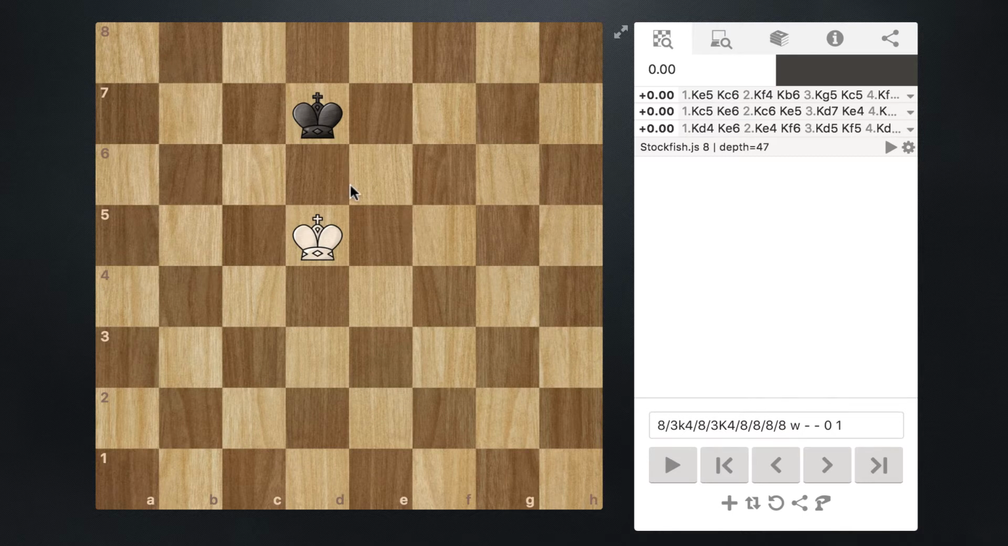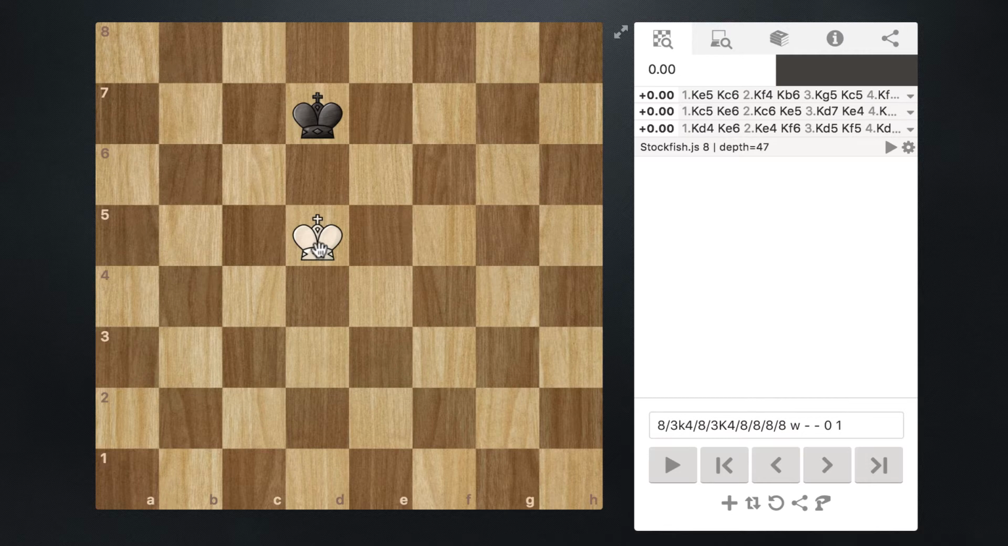So direct opposition, and I'm just going to refer to it as opposition in this video, is essentially when we have two kings facing each other either on the same rank or the same file with one square between them. In this situation, one of the sides has opposition, and the way you tell which side actually has it is that it's the side whose turn it's not to move. So if it's your turn to move, then you don't have the opposition.